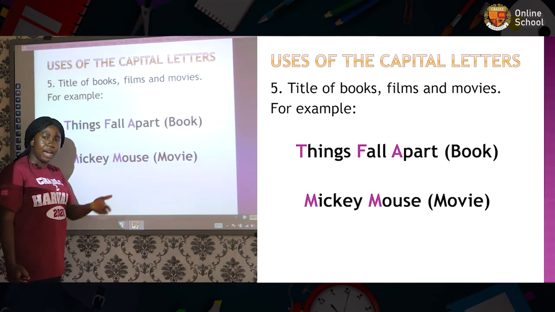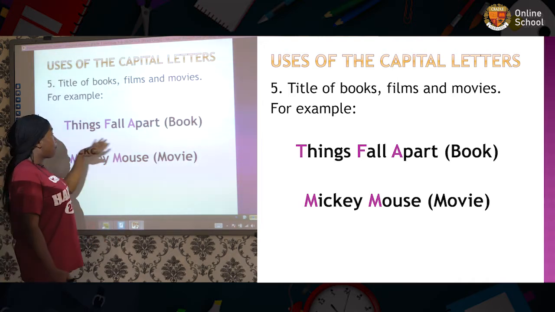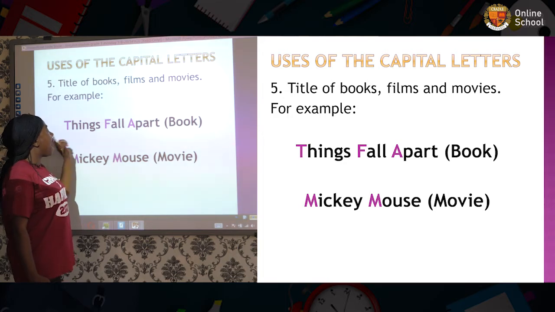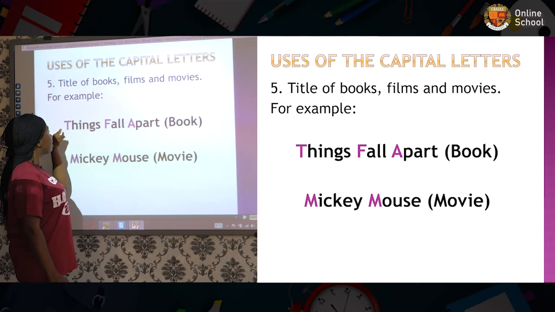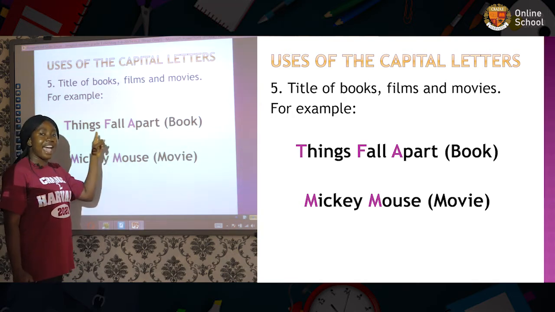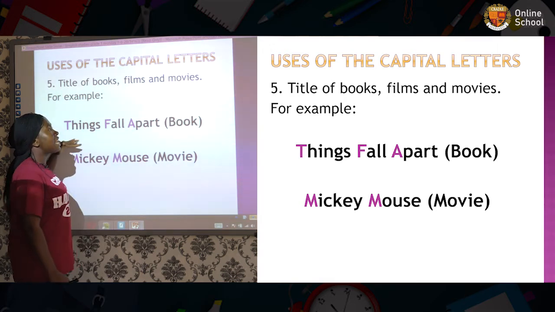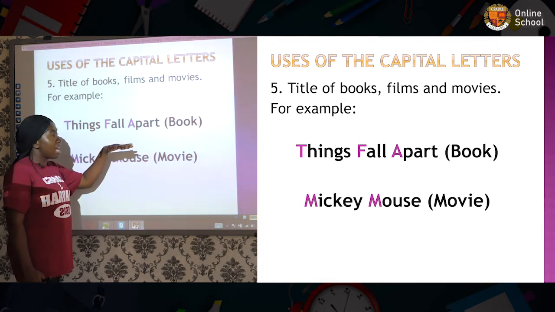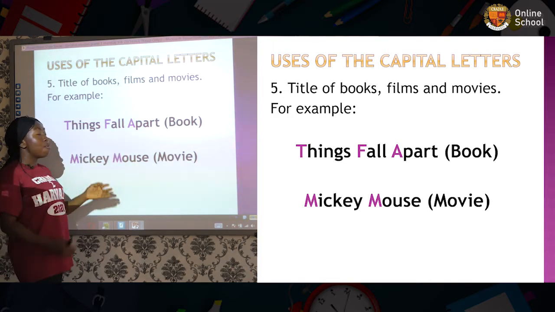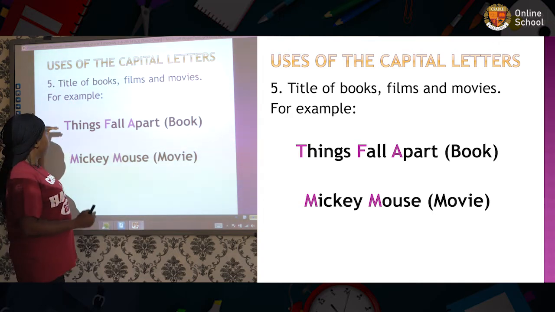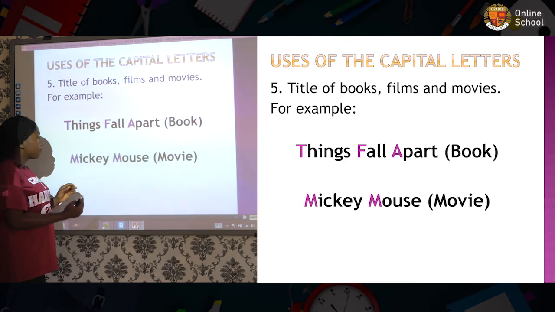For example, we have a book here. I know you're not very familiar with it, but the book is called Things Fall Apart. If you look at it very well, every word starts with what? Capital letter. We have Things, that's the T. We have Fall, that's the F. And we have Apart, that's the A. So every time we are writing names of books and names of movies, we make sure we write every word in capital letters. Okay, very good.